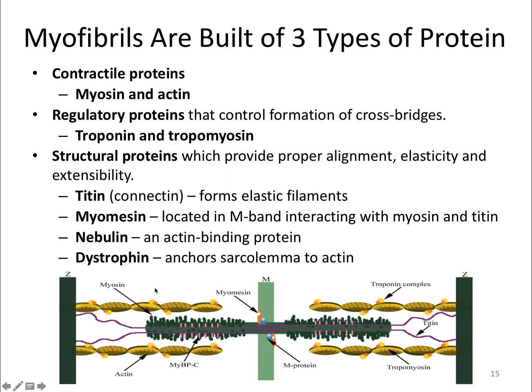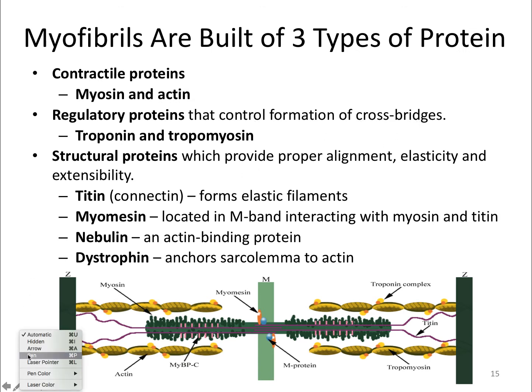Okay, so let's zoom in on the sarcomere and look at the components. So we've already established that the actual proteins that make up the thick and thin filaments are myosin and actin. So in this picture, myosin is going to be this thick green one, and then actin is yellowish with some adornments, and we'll talk about what the adornments are in a little bit. So regulatory proteins are ones that control formation of cross bridges. Now, what does this mean?